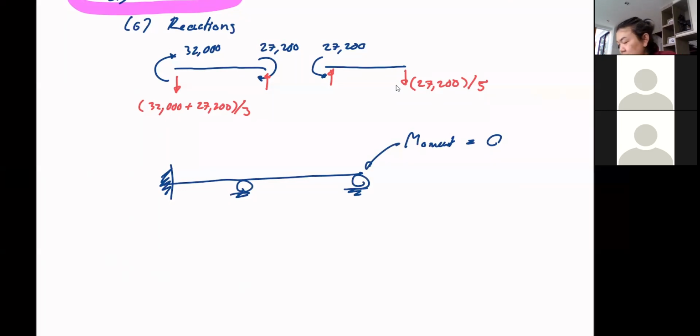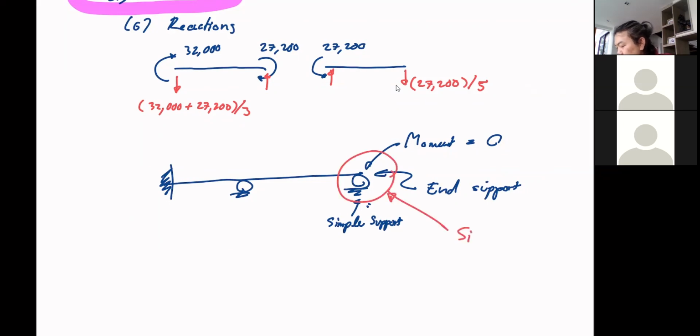Okay. Yes, it has to be zero because this is a roller. This is support at the end. Okay, so we can call this support the end support because it's at the end of your structure. But this end support is also a simply supported structure, right? Or you can say this is a simple support. So the fact that this is simple support and it is also an end support, you can call this simple end support.